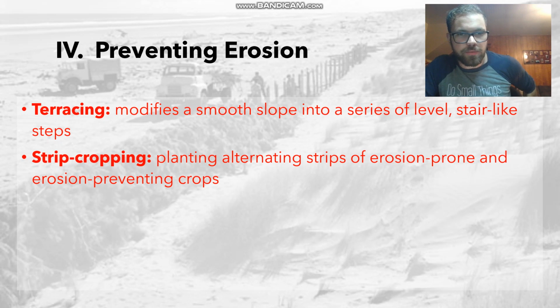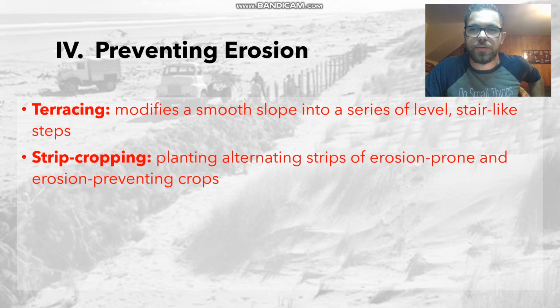And then strip cropping is when you plant alternating strips of erosion-prone and erosion-preventing crops. And you see this happening all around the area here in Holmes County and the surrounding counties. You see the strip cropping happening a lot.